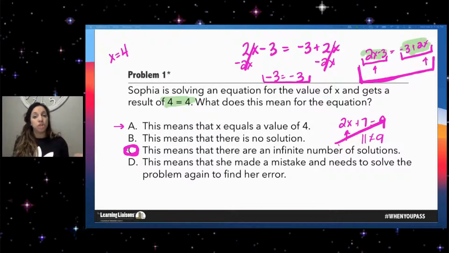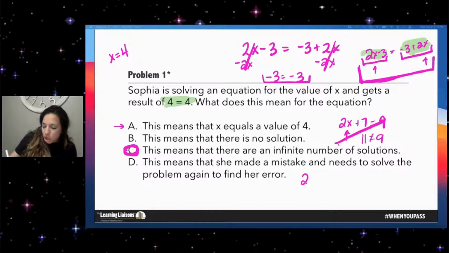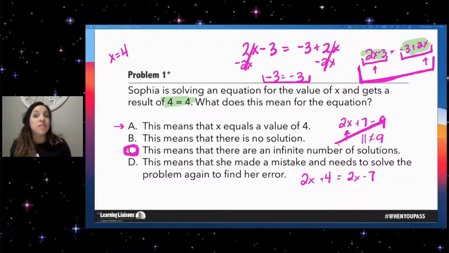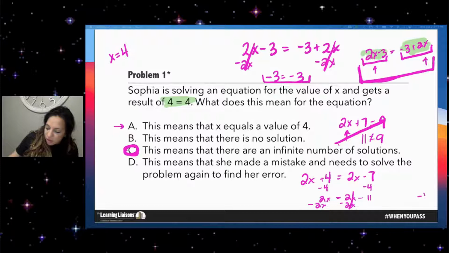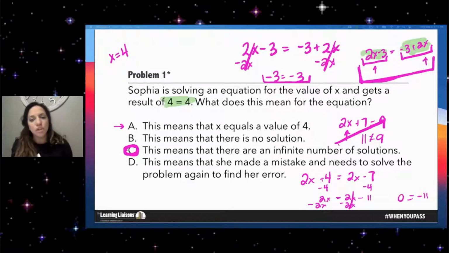No solution would be if she was solving an equation like this: 2x plus 4 equals 2x minus 7. And again, this is a very simplistic version. If I subtract 4 from both sides, I get 2x equals 2x minus 11. If I subtract 2x from both sides, I get -11 equals 0. Is that true?